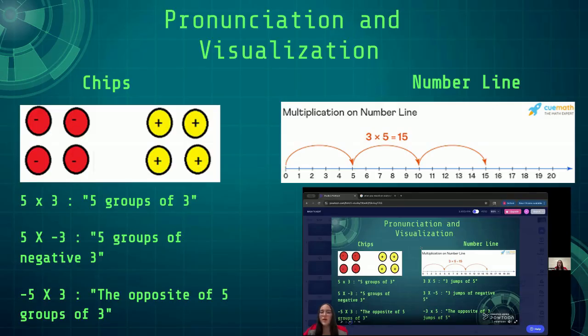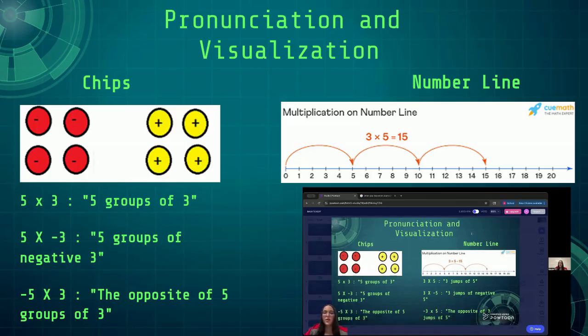And for number lines, we are going to be using jumps to replace our x. So 3 times 5, as you can see in the example, is 3 jumps of 5, and this shows you perfectly how to do that. And 3 times -5, 3 jumps of -5. And remember, whenever we have a negative in our first number of the problem, it is pronounced as the opposite of. So the opposite of 3 jumps of 5. I'll be showing you how to do that a little bit later.